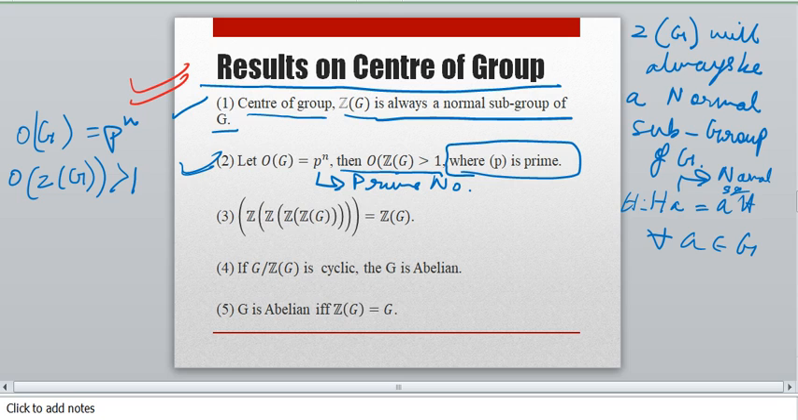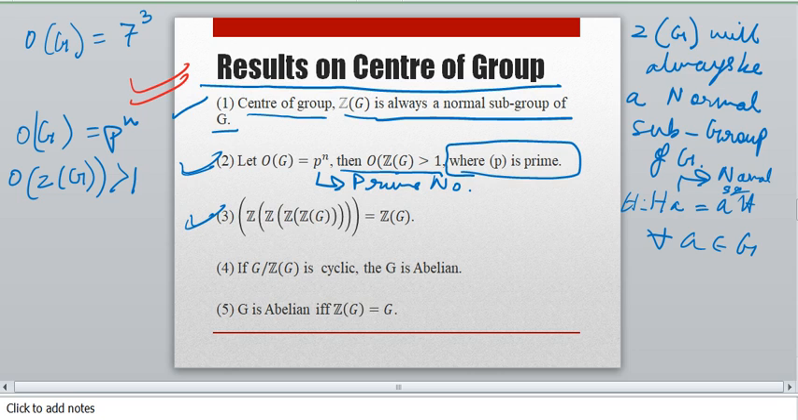So if I am to assume, say, the order of G is equal to 7 to the power 3, I'm just assuming 7 to the power 3, then the order of Z(G) will be greater than 1. The order of Z(G), the center of the group, will be greater than 1, where p is a prime number. Next one.